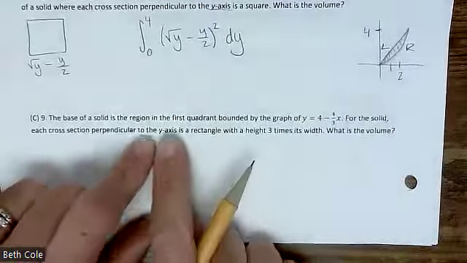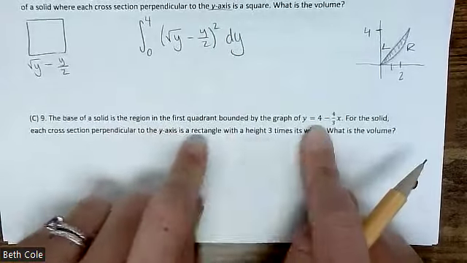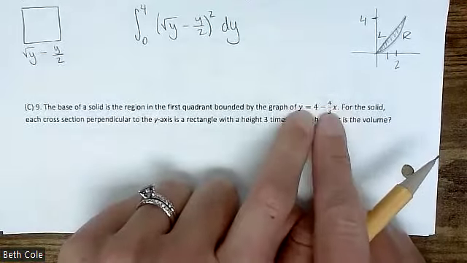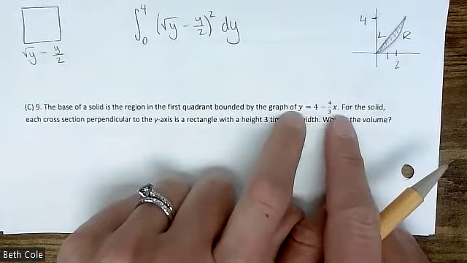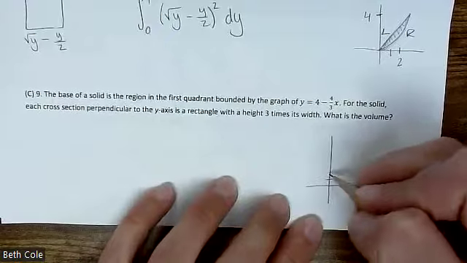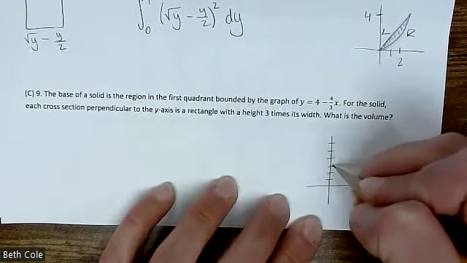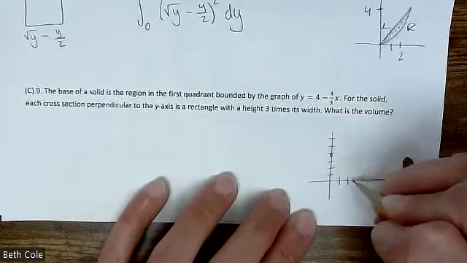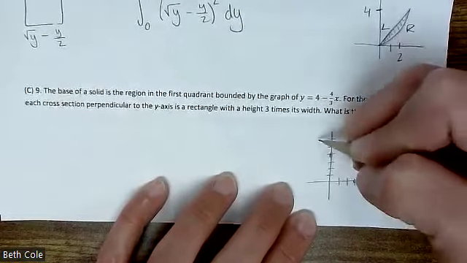Number 9. Base of a solid, region in the first quadrant, bounded by. This is y equals mx plus b, back from algebra 1 land. All right, it's just written the other way. Your y-intercept is 4, and your slope is negative 4/3. So down 4 over 3.